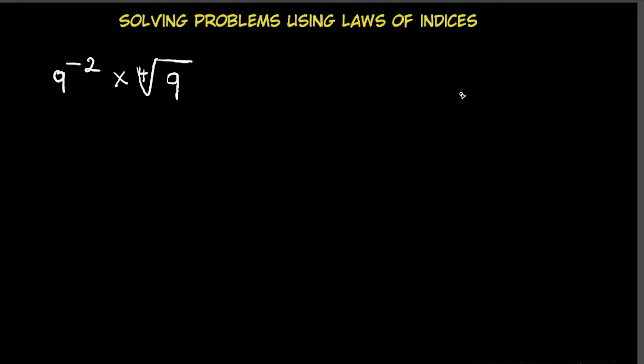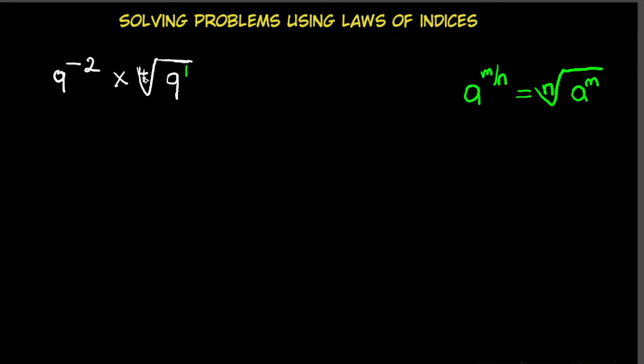Based on the laws of indices, we know that when a is raised to m over n, it is also equal to the nth root of a raised to m. As such, since these two are similar, we know that this can be written in the form of a fractional power. How to do that? Well, since we don't see 9 being raised to a power here, we know that it is raised to the power of 1. Okay, and as n is the root, n is the denominator.